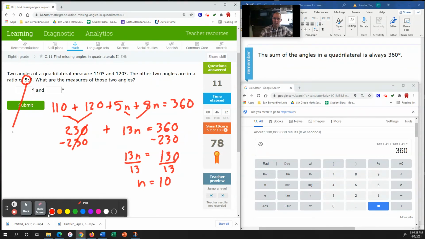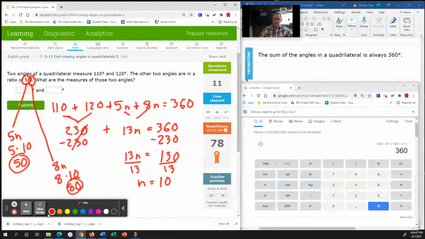I'll bring down the ratios. We have the first ratio of 5n. So that's 5 times 10 to give us 50 for our first value. And the 8 is going to be 8n. 8 times 10 is going to give us 80.